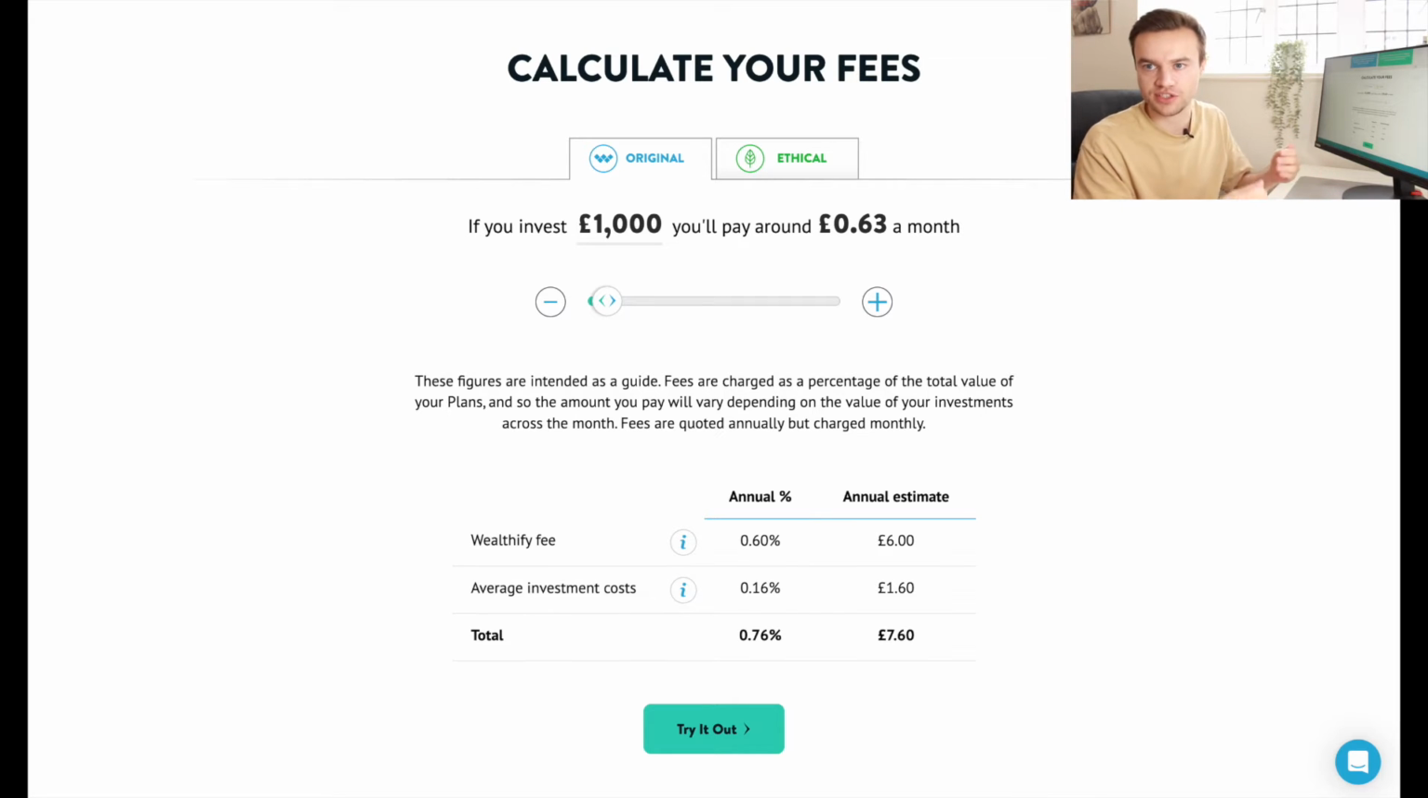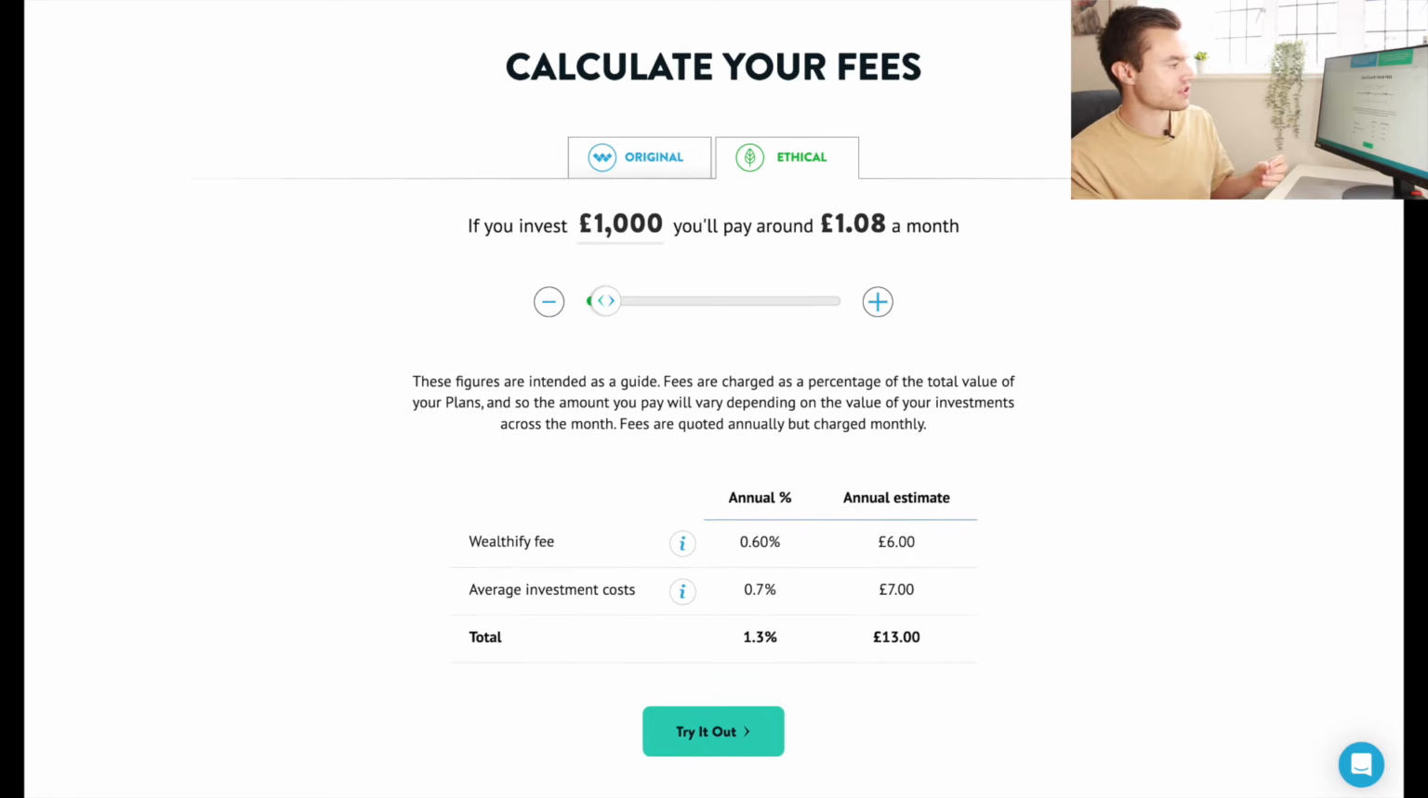If you want to invest in a fund, you have to pay these fund management costs. And Wealthify attempt to keep these fund costs very low, investing in low cost passive ETFs. And for their original plan, the average investment costs are 0.16%, which brings the total investment costs to 0.76% for the original plan. And if you want the ethical plan, the average investment costs are much higher at 0.7%, which gives us a total 1.3% annual percentage fee.